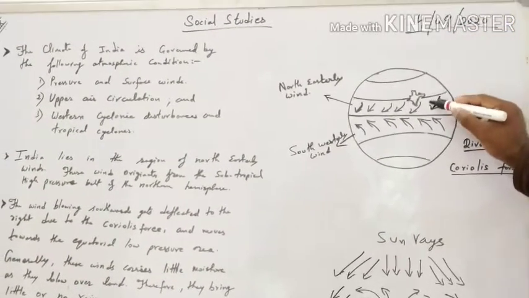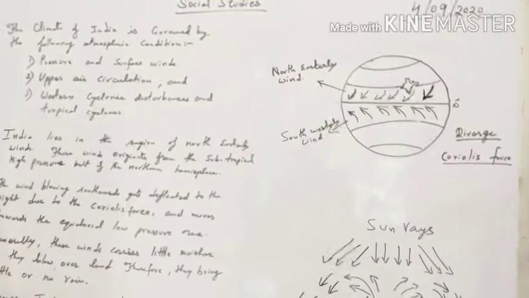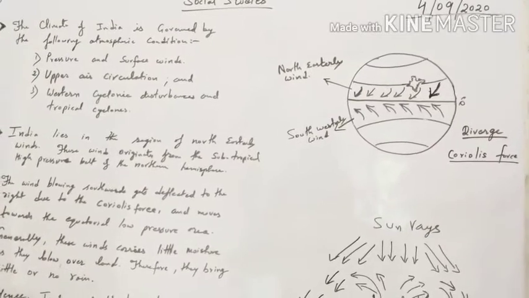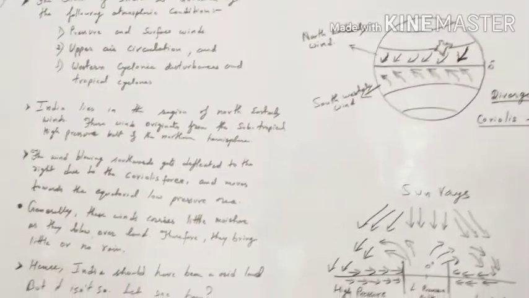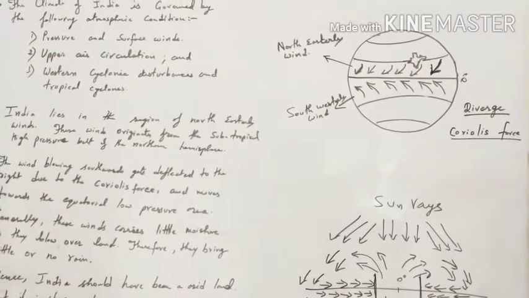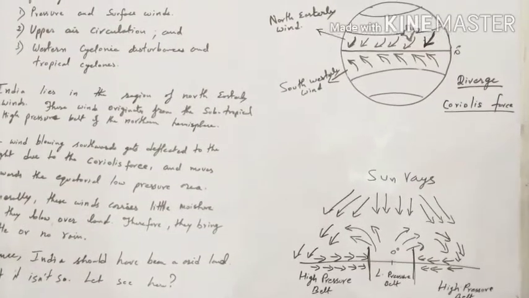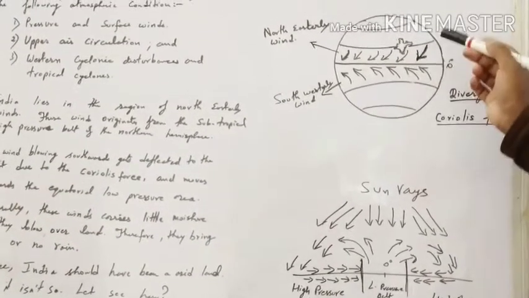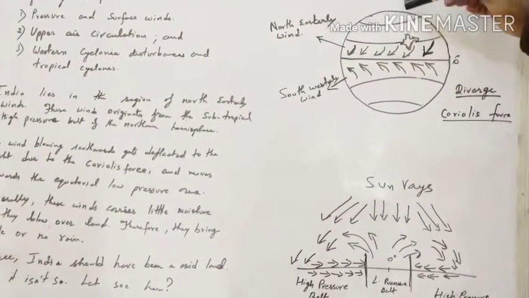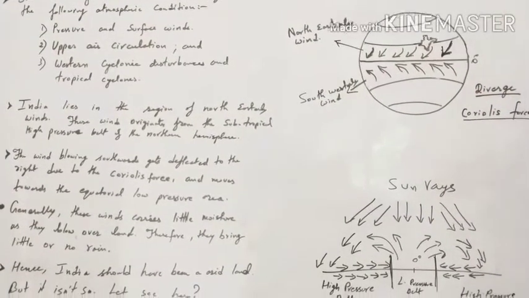Now you can see the arrow is diverging towards the right. Why is it getting diverted? Because the main reason behind this is the Coriolis force. And what is Coriolis force? Coriolis force is the force which is related with the rotation of the earth. When the earth rotates, it generates a force, and because of that force, the wind direction gets deflected towards the right. From the high pressure belt, the wind is flowing this way and it is diverging towards the right. This is about the northern hemisphere.